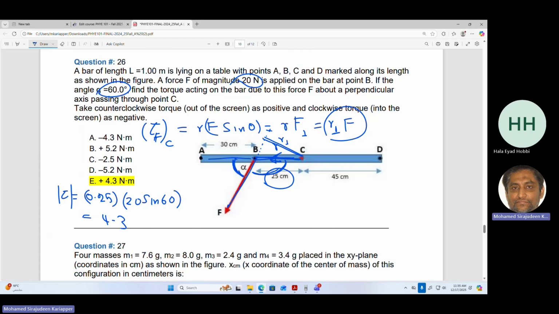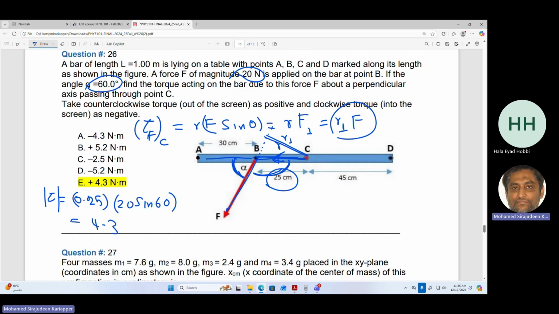Now, how do I determine? It's very simple, right? Put your finger on the point you want, C. Imagine I'm holding it at point C, and you're pulling it with the force F, and you can picture which direction it will rotate. It will try to rotate counterclockwise, right? So it is positive. Don't just look at the direction of the force. If you look at the direction of the force, it's down, right? You will try to put a negative sign. No, it's not like that.